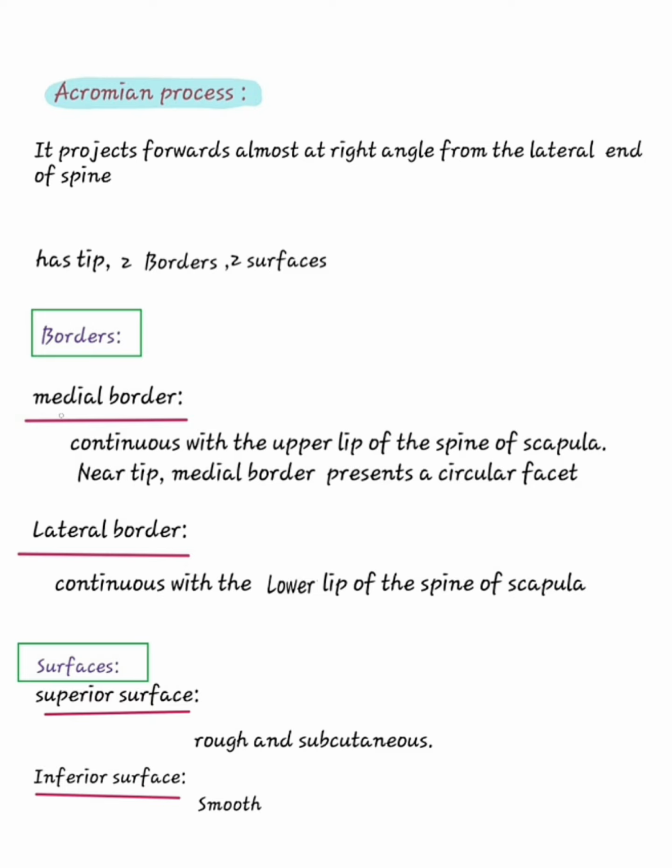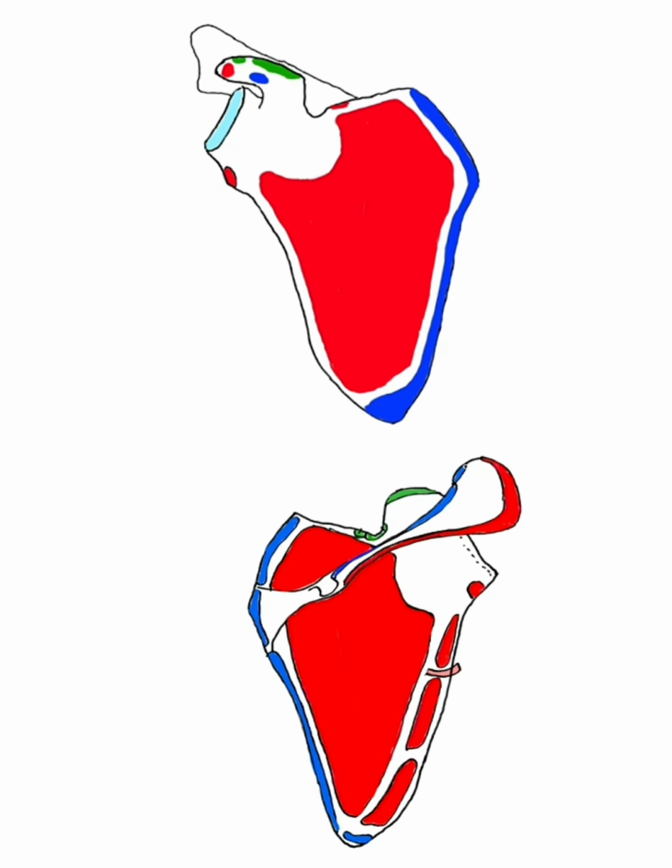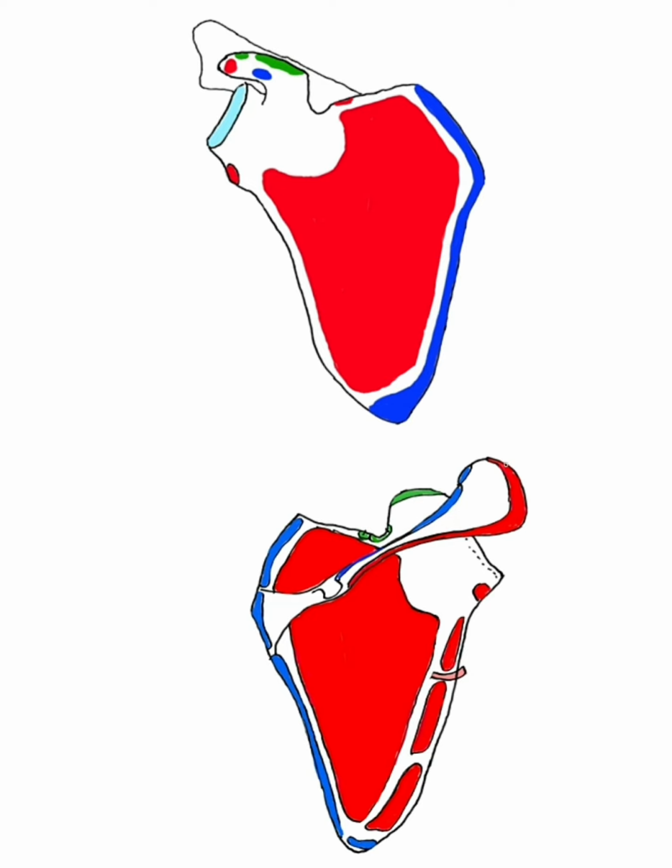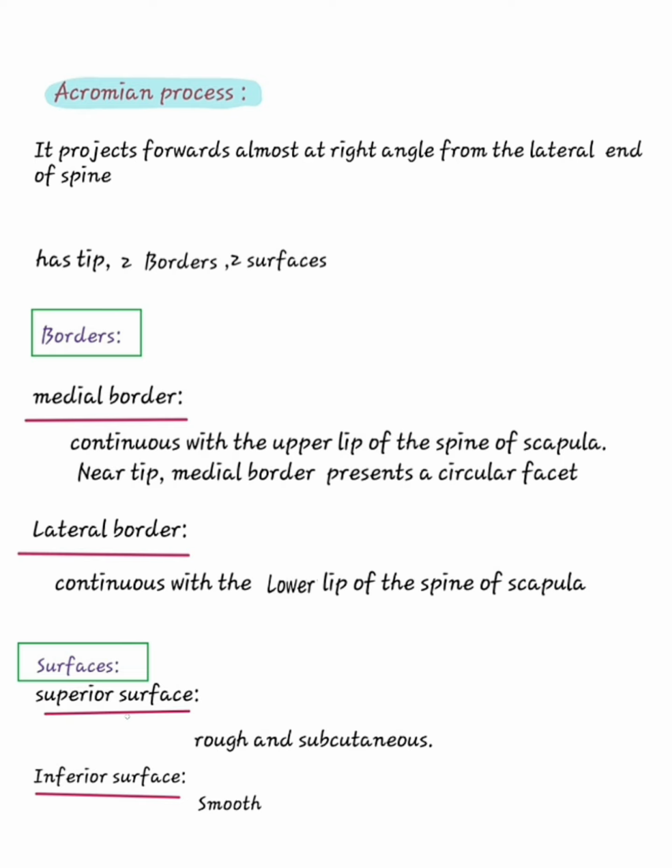Medial border is continuous with upper lip of the spine of scapula. Near tip, medial border presents a circular facet. Lateral border of acromion process is continuous with lower lip of spinous process. Surfaces: superior surface, it is rough and subcutaneous. Inferior surface, it is smooth.